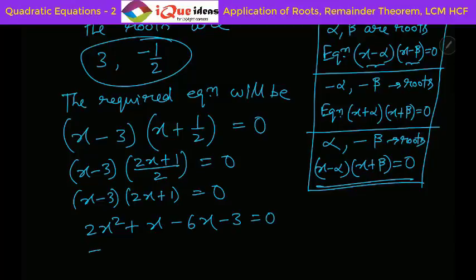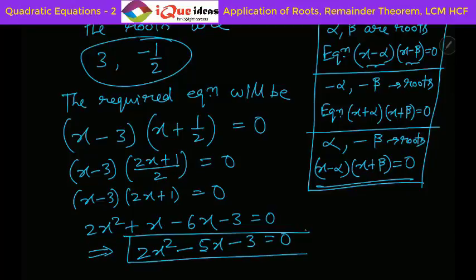So this means our answer will be 2x² - 5x - 3 = 0, right? So this is the answer of this question. Okay, so this was method 1, right? Don't forget it is method 1.